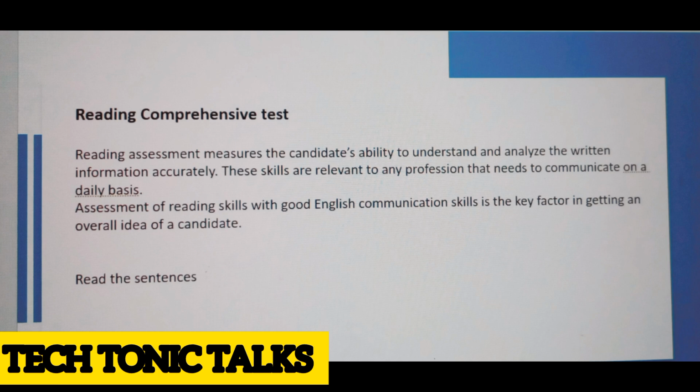Okay, so what is covered as part of the reading comprehension test is there will be many sentences written. You have to read those sentences aloud, and that's it. That is what you have to do here. So whatever is written, you have to read it clear, correct, properly.